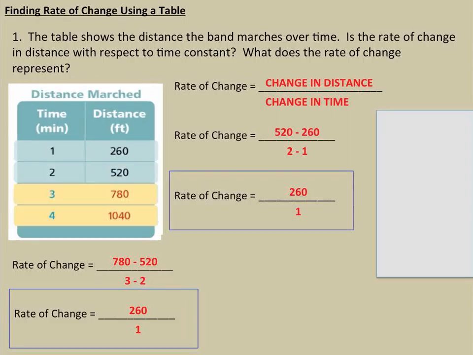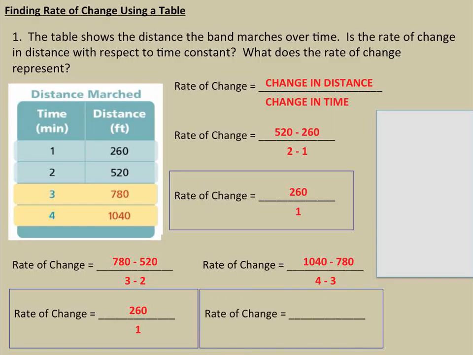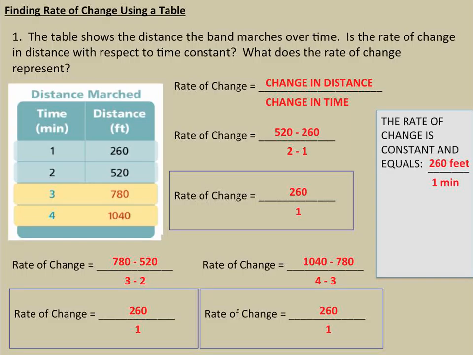All right, let's take a look at the last 3 points. So the rate of change would be 1040 minus 780 on the top, that would be my distance change, and then 4 minus 3 on the bottom, which would be 260 over 1. So you can see it stayed the same each time. So the rate of change is constant, and it's equal to 260 feet over 1 minute. Because remember, your distance was in feet and your time was in minutes. So 260 feet over 1 minute.